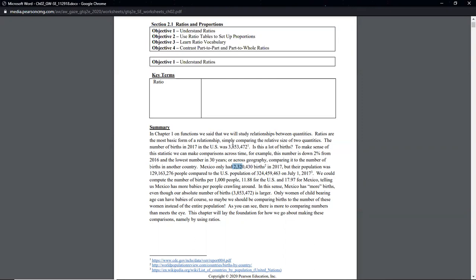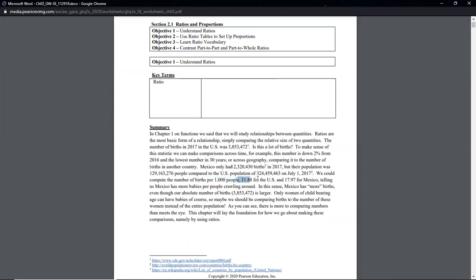So this isn't really a proportional relationship when you just wanted to say US to Mexico versus their birth rates. When you look at them as singular proportions, the US alone and Mexico alone, you can see that there's 11.88 births per 1,000 people. So this is a very common type of proportion where they compare it to a per 100 people or per 1,000 people, as we will see moving forward.